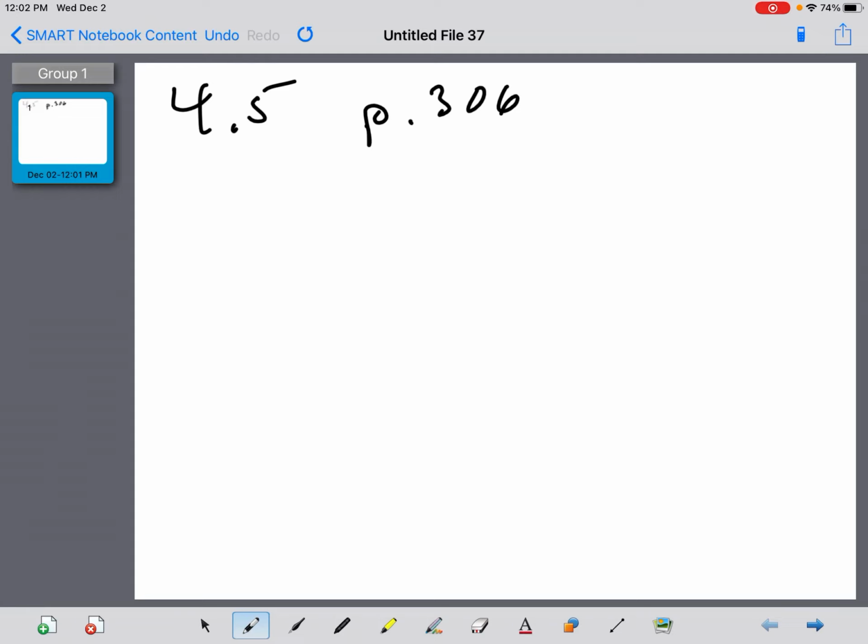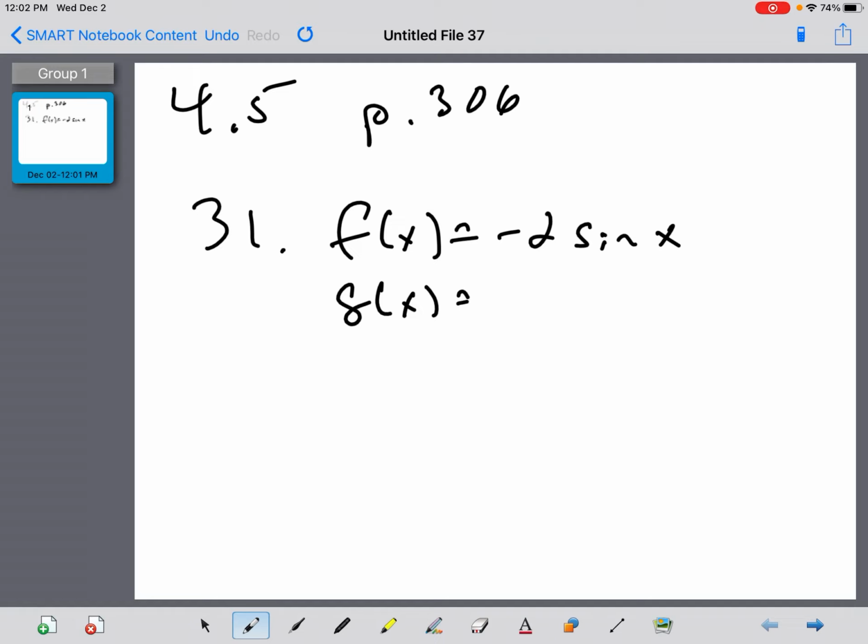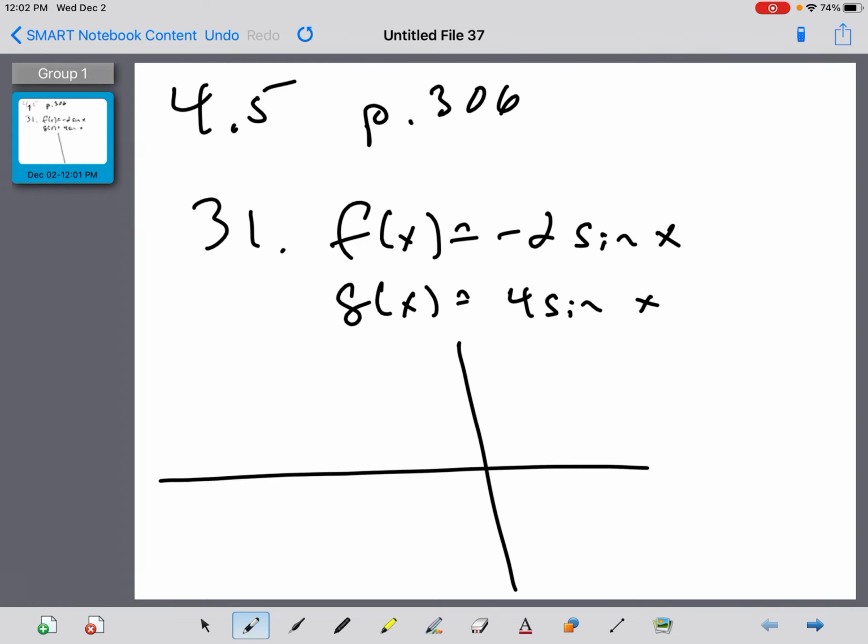Okay, so I'm looking at problems like 31. So it has f of x is negative 2 sine x, and it has g of x is equal to 4 sine x. Now, to make this, and mine's going to be a little bit sloppy, I know I need to go from negative 4 to 4 for the second one.